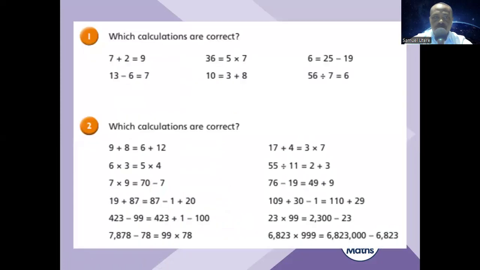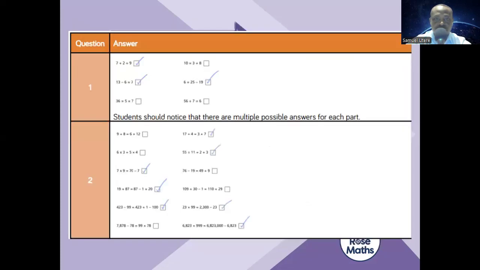Okay, so for question 1, you were asked which calculations are correct. So it's about thinking about your numbers really carefully. And then for question 2, it's the same thing. You're being asked which calculations are correct. It's about thinking about your use of the numbers, and you can even use your calculator to check it. But I encourage doing calculations mentally to really strengthen your mental calculation strength or muscle, I would say. So here are the answers.